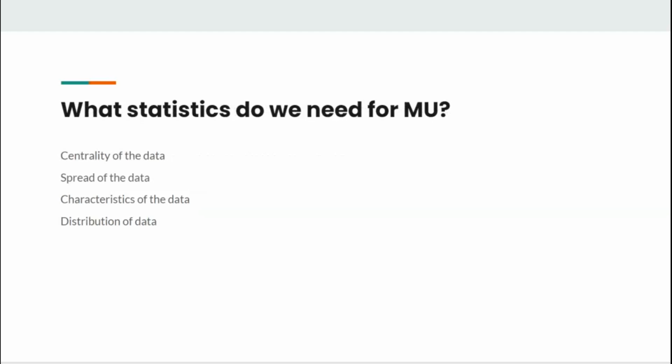So let's get to the nuts and bolts. What statistics do we actually need for measurement uncertainty? We need a measure of the centrality of the data, so means, medians, modes. A measure of the spread of the data, so the interquartile range, the variance, the standard deviation. Characteristics of the data and distributions of the data, and characteristics of those distributions, things like skewness and kurtosis, whether the distribution of the data can be described as a normal distribution or a log normal distribution, or any of the other kinds that we'll discuss in a later lecture.